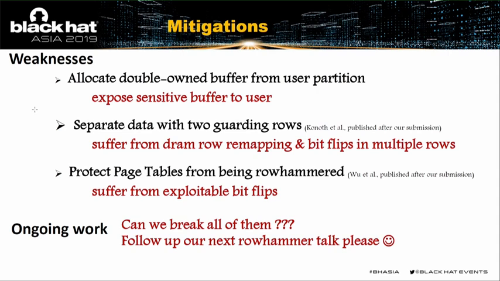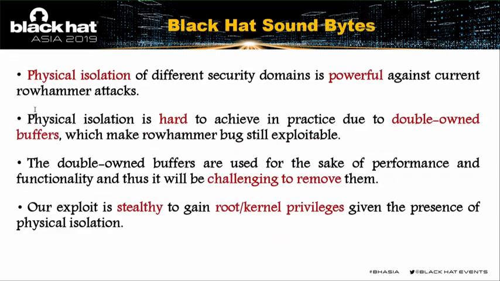Last, we give our soundbites. Physical isolation is powerful against current Rowhammer attacks. However, it is hard to achieve in practice due to the double-ended buffers, and this will make the Rowhammer bug still exploitable. The double-ended buffers are for the sake of performance and functionality, and it is challenging to remove them. So even facing the user and kernel physical isolation, our exploit is still able to gain the root and kernel privileges.